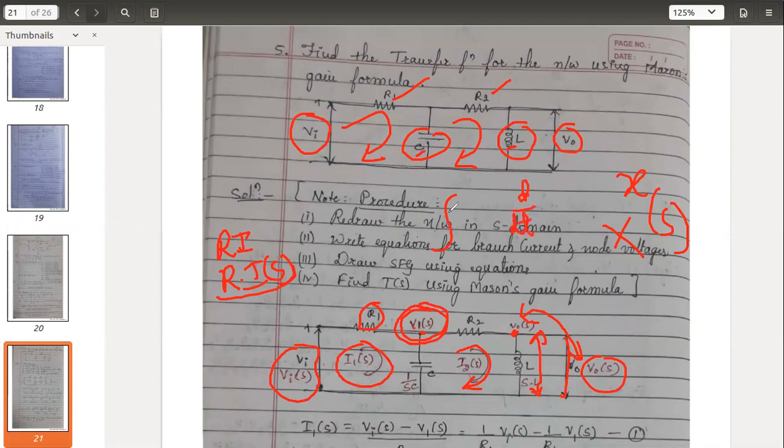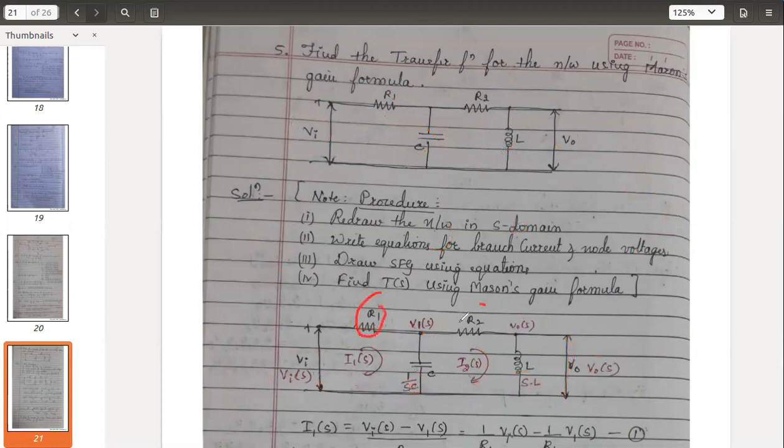So for capacitance, there is an integration term, hence you have to take 1 by S. Okay, 1 by SC it will be. And for inductance, it will be S into L. I have redrawn the structure taking all these S domain values. Okay, R1, R2, no change. For C, it is 1 by SC. For L, it is SL. And the remaining are all the same. Simply take the number value of S.